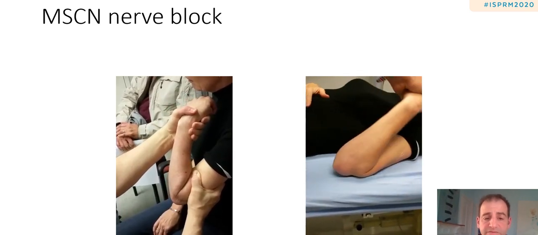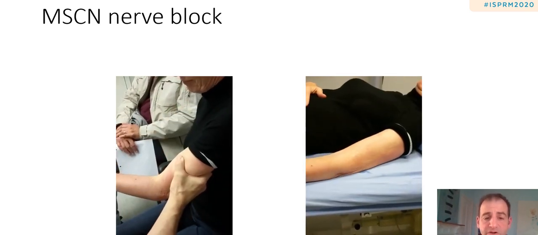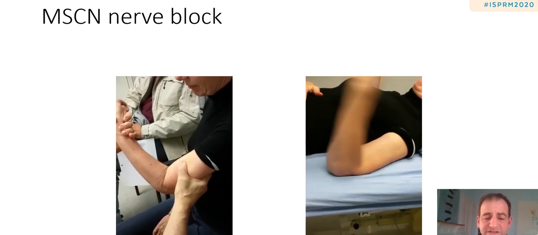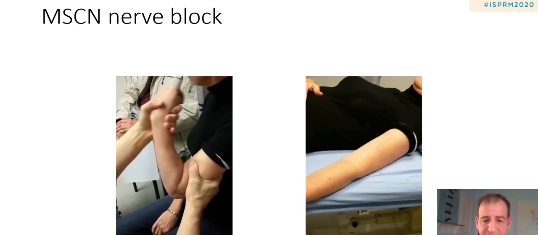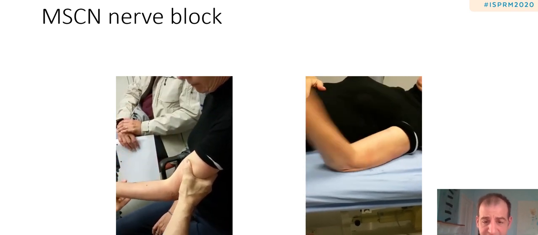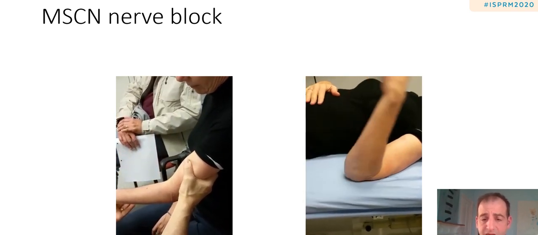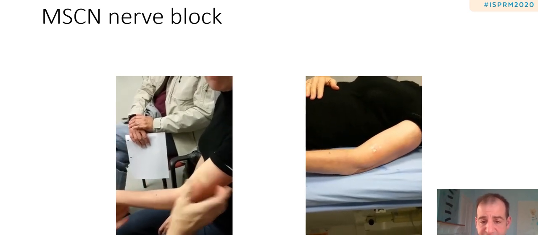Here's another example of a very stiff arm before a nerve block. You can see on the left how much resistance there is to movement. It's very hard to get the arm open, but after the musculocutaneous nerve block, it goes to full extension rather easily, and the movements on the right are both active, and this is passive right here.